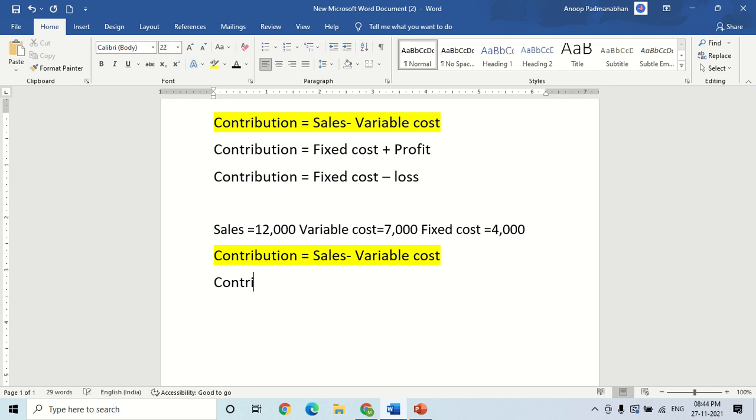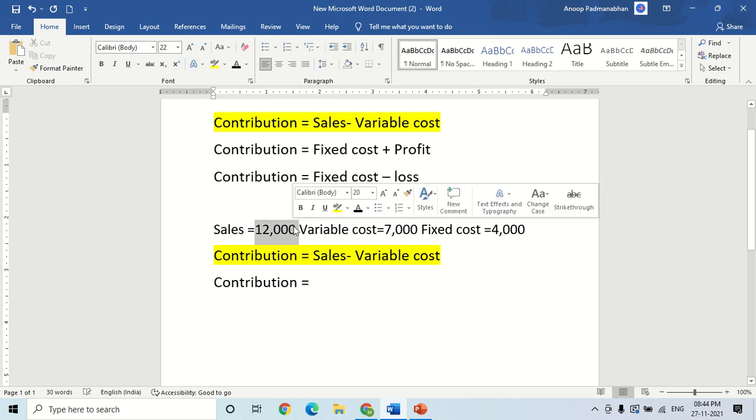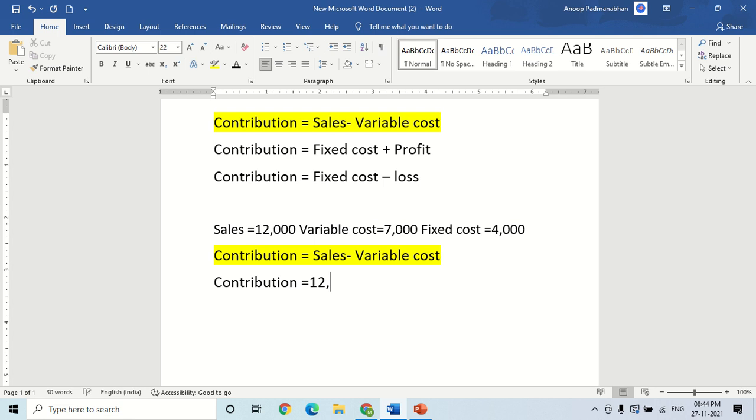So we're going to apply the figures here. Contribution is equal to sales, which is how much? Look at this, 12,000 is your sales value. So I'll put the sales value minus variable cost, which is 7,000. So I'm going to write the value over here, 7,000. What will be your contribution? Contribution is coming as rupees 5,000. Okay, so we got the contribution here.